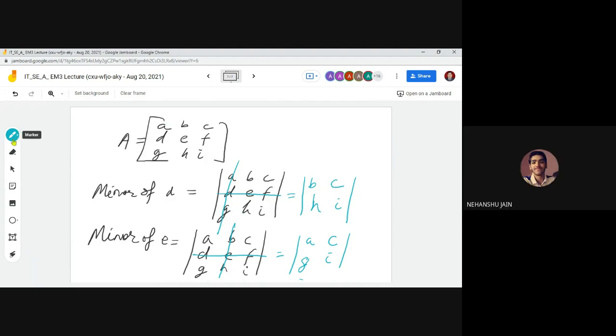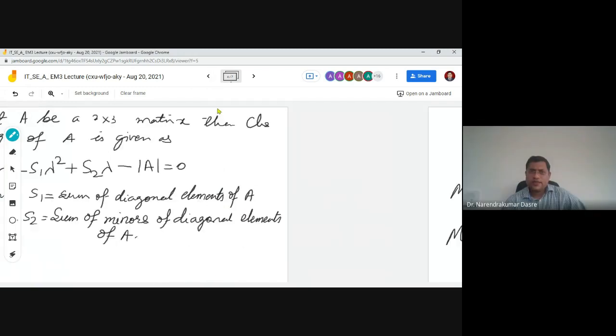Sir, is this the shortcut, or did you mention the shortcut? I wasn't there, sir. No, this is the shortcut.